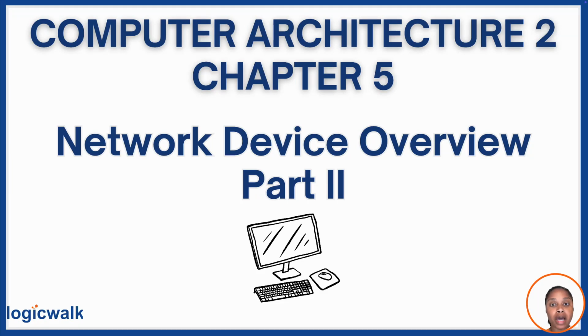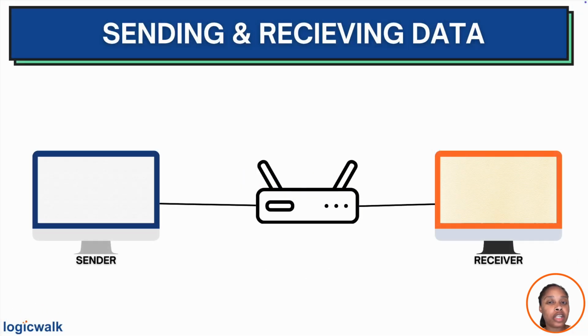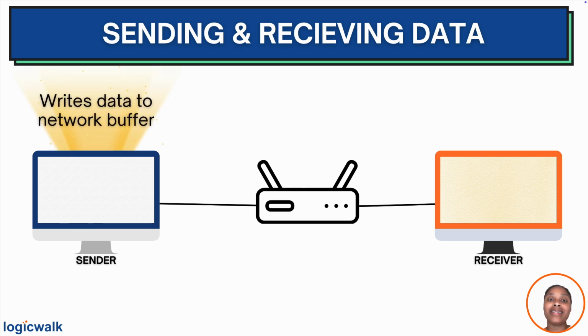Last lesson, we learned how network devices help us share information between computers. Now, let's see how that maps into our Logic Walk simulator. Just like with a hard drive, sending data to a network device happens in two steps. First, the computer writes its data into designated memory cells, called the network buffer. Then the computer signals the network device when it's ready.